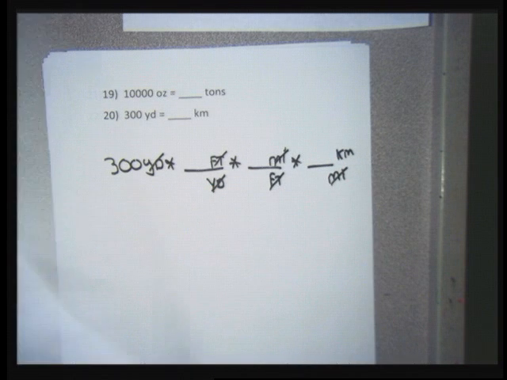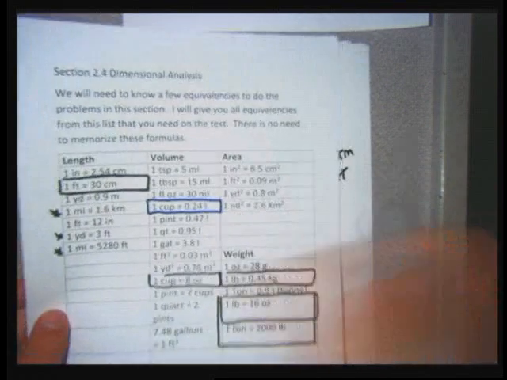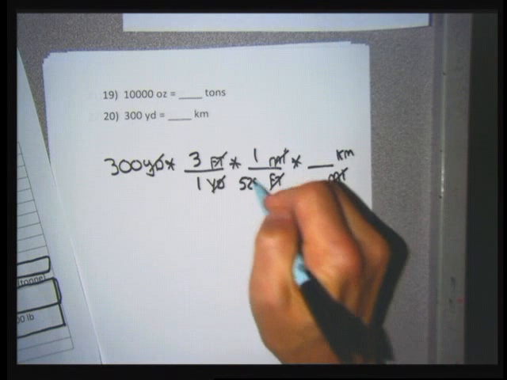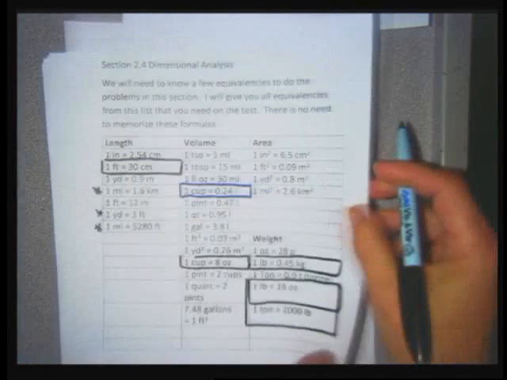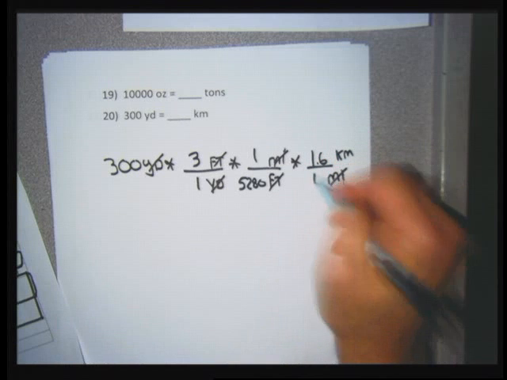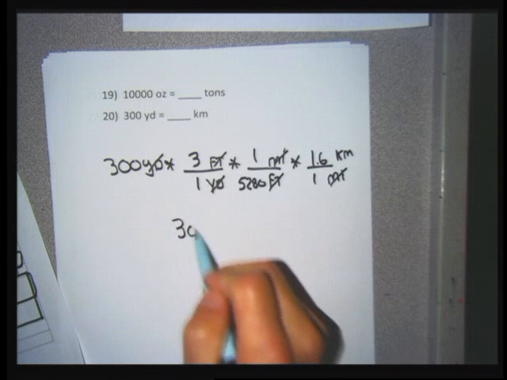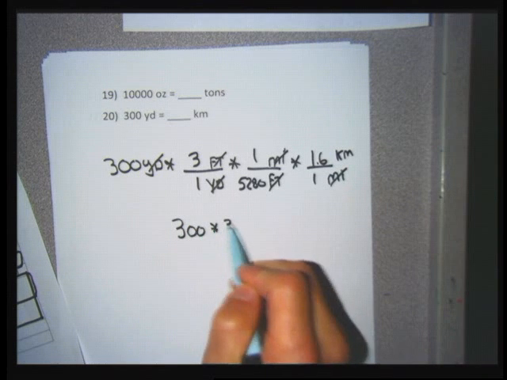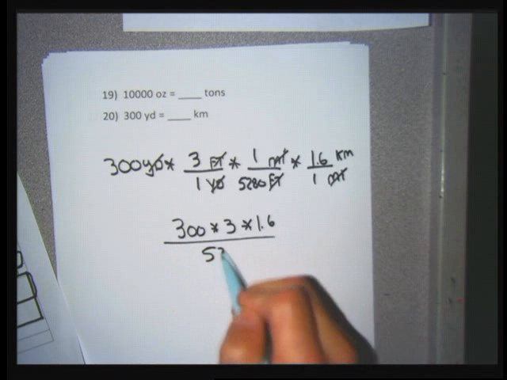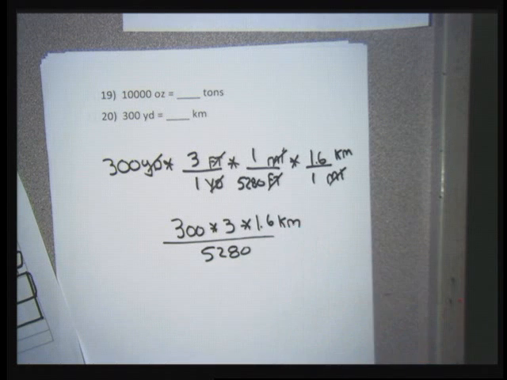Now I just need to put the numbers in. So I know that 3 feet is 1 yard, and 5,280 feet is 1 mile. And lastly, 1.6 kilometers is 1 mile. So I'm not going to put the ones in my work. My math for this is going to be 300 times 3 times 1.6 over 5280. It's kind of pointless to put the ones in there, and my units are kilometers.